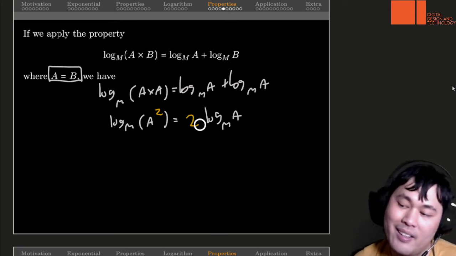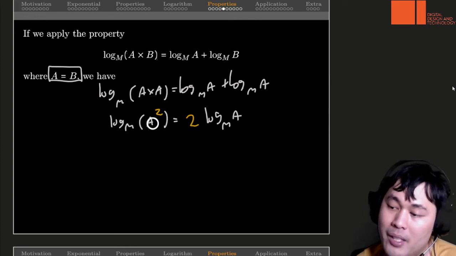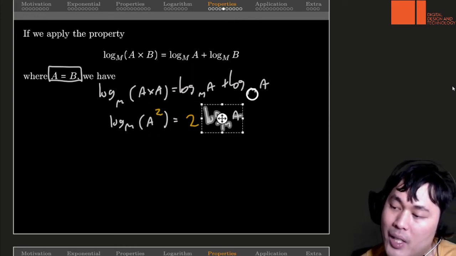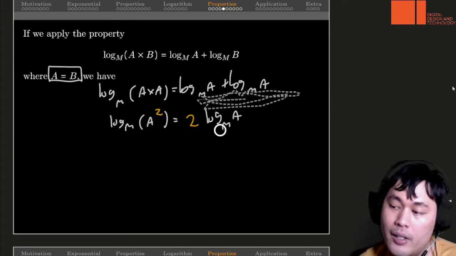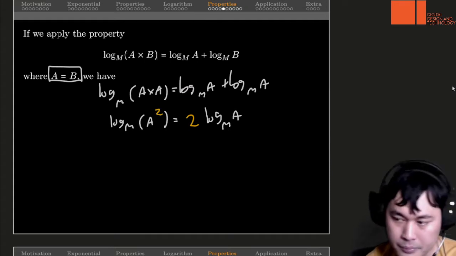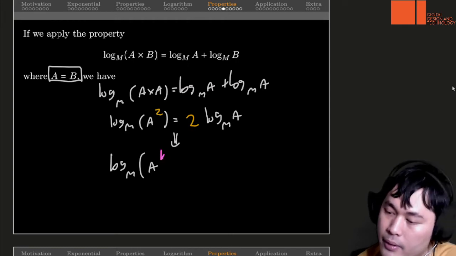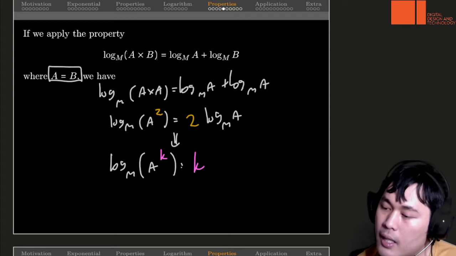So yeah, you can see how these patterns go, right? If you have 3 copies, or you have a to the third, then you can kind of see that we can split this into 3 terms. They are all the same, so you get 3. And that implies log base m of a to any power of k is equal to k times log base m of a.